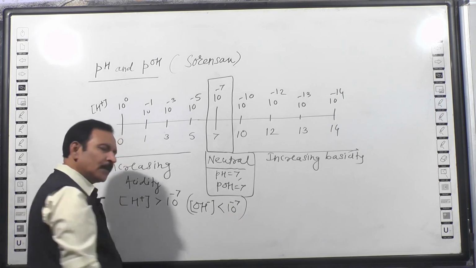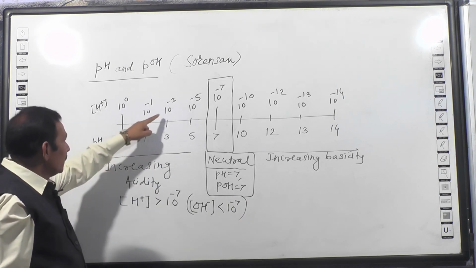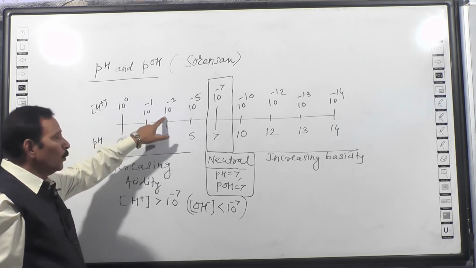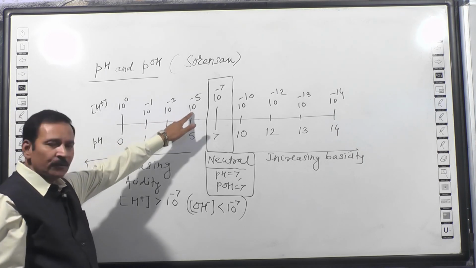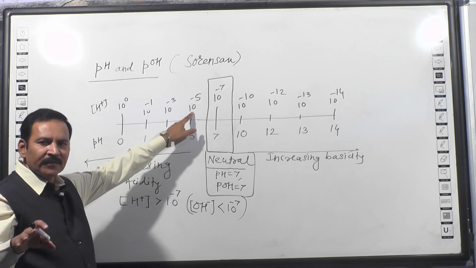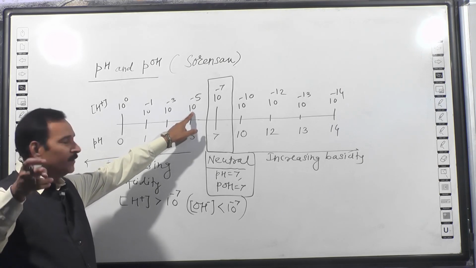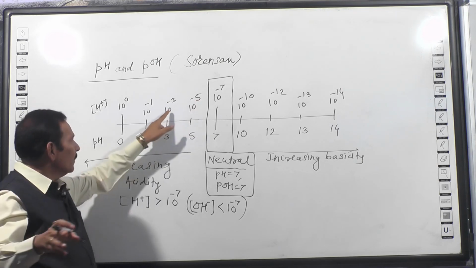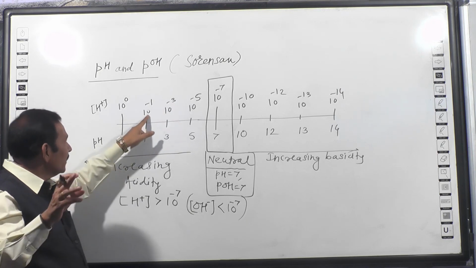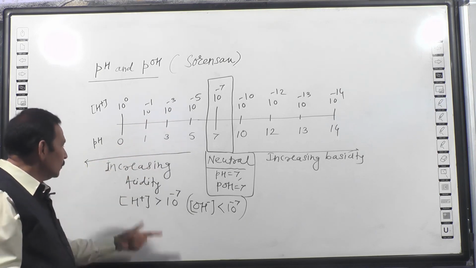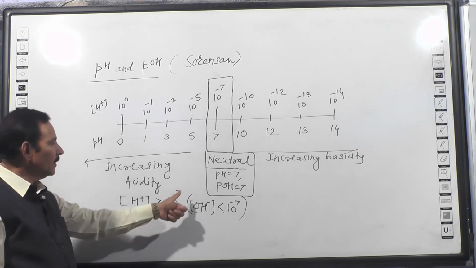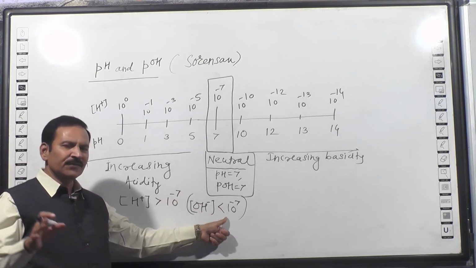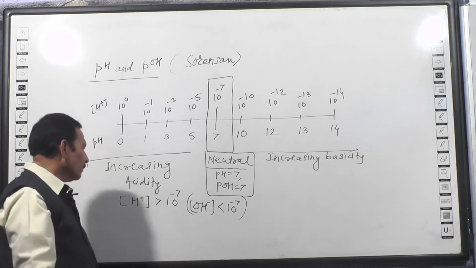To keep the ionic product of water constant, if H plus is 10 to the power minus 3, what is OH minus? Minus 11. If H plus is 10 to the power minus 5, what is OH minus? 10 to the power minus 9. So minus 9 minus 5 is 14, minus 3 minus 11 is 14, minus 1 minus 13 is 14. So if H plus ion concentration is greater than 10 to the power minus 7, then OH minus ion concentration is definitely less than 10 to the power minus 7.